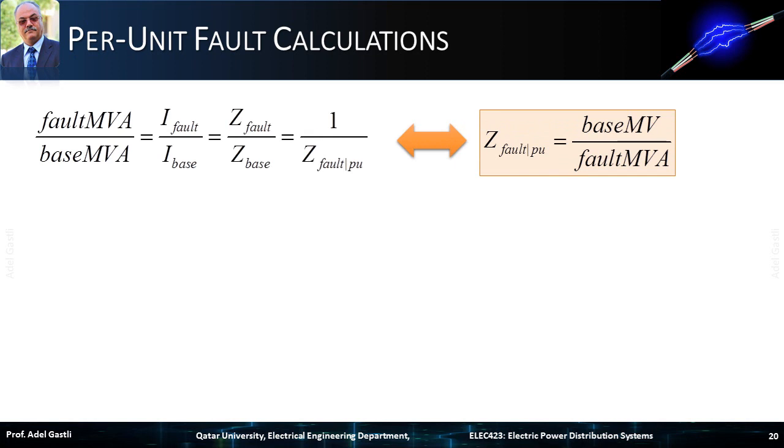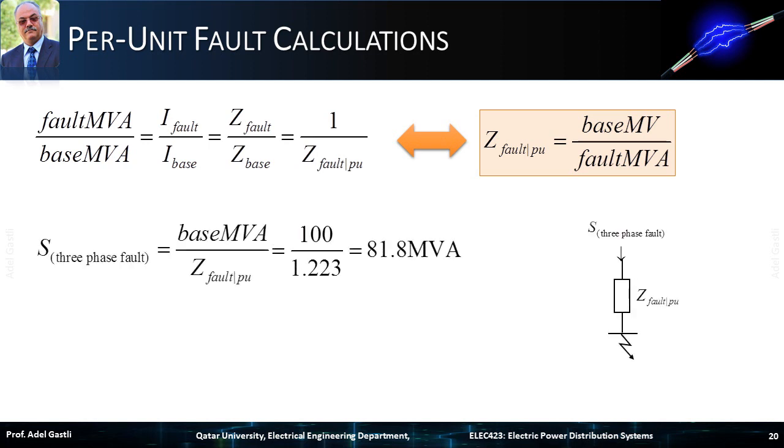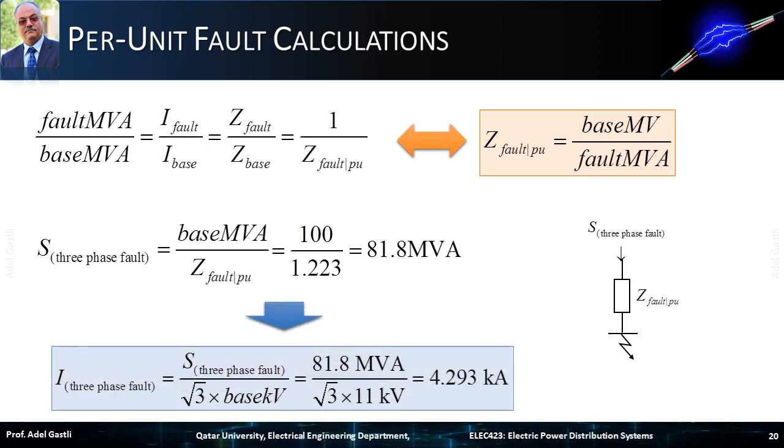Since the ratio of the fault MVA over the base MVA equals the inverse of the per unit fault impedance, then, we can determine the fault MVA by dividing the base MVA by the fault impedance, which yields a value of 81.8 MVA. Finally, the fault current is calculated as the ratio of the fault MVA over square root 3 times the line base voltage.